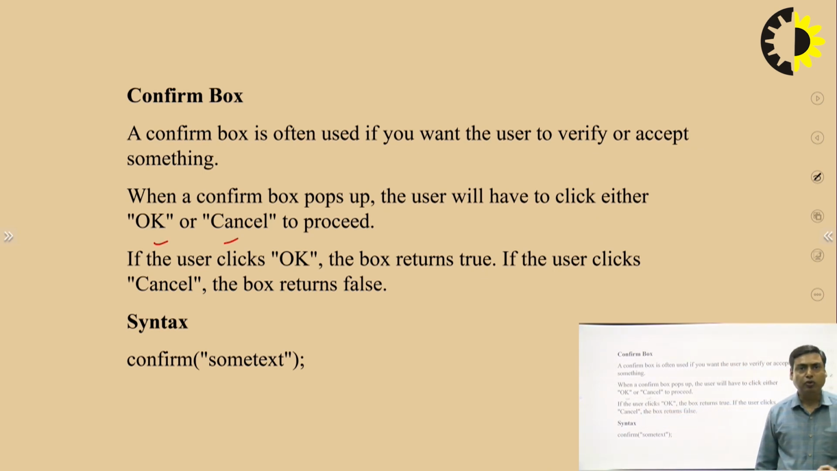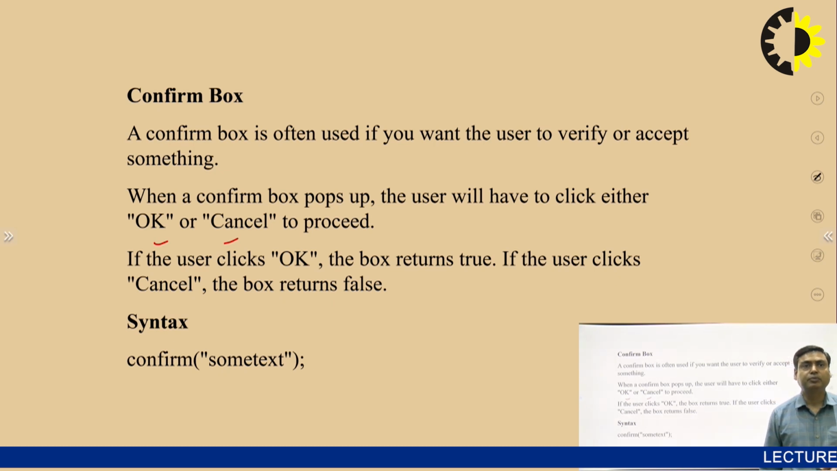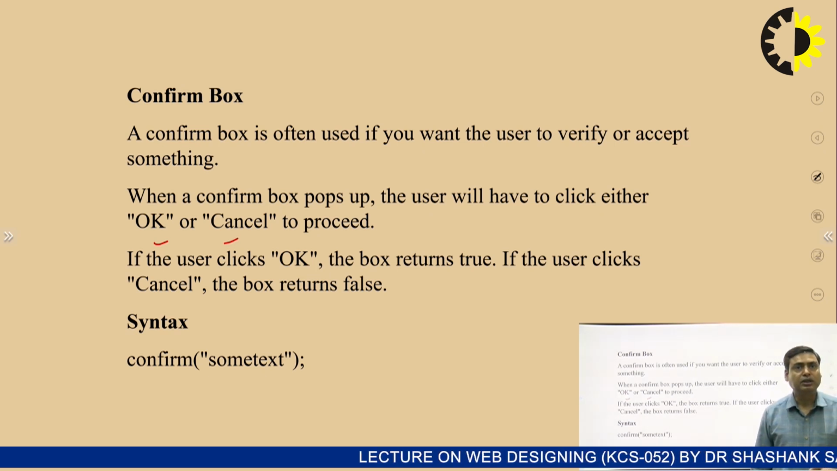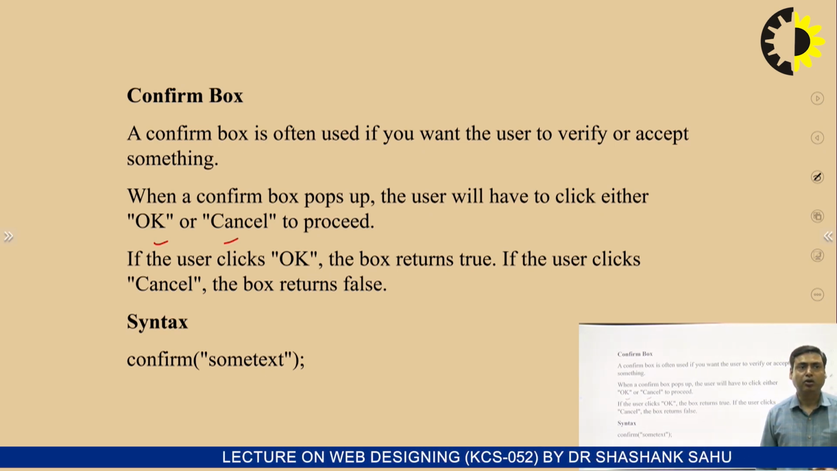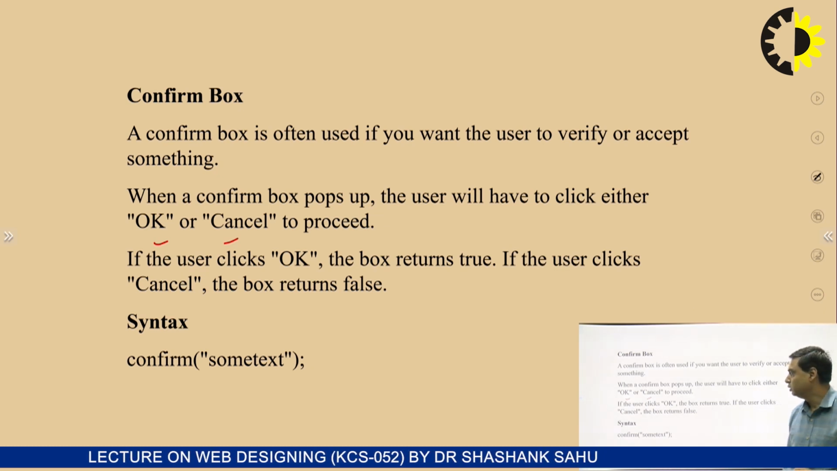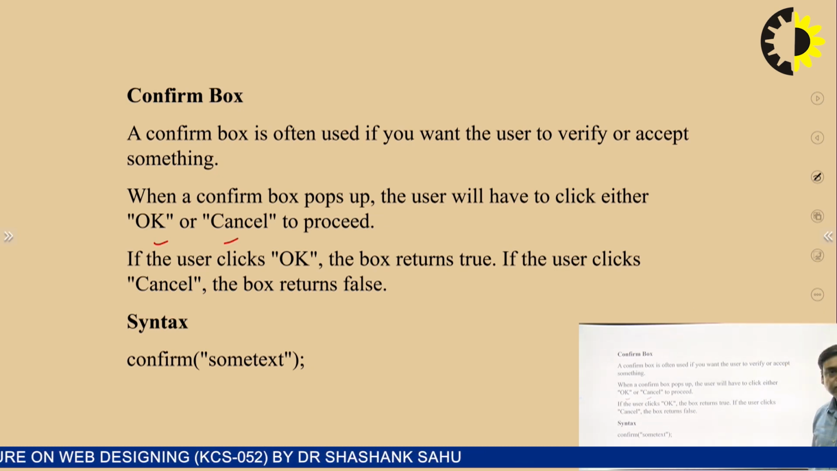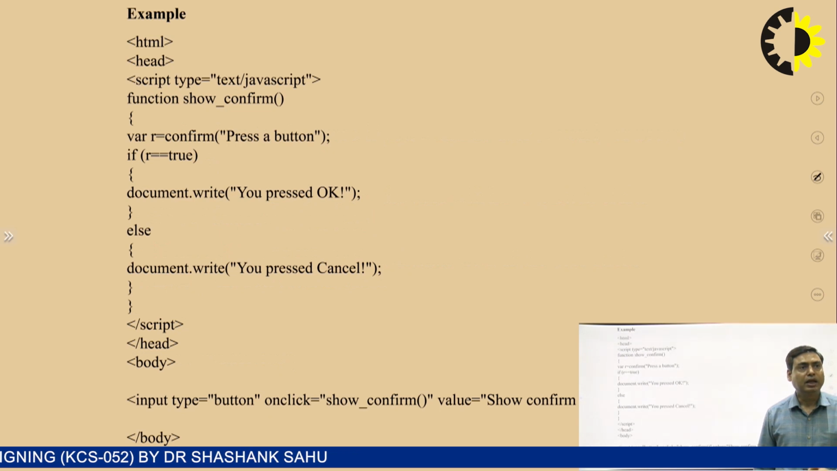If you click on OK, then the information is acceptable to you, and accordingly the program will process. If you cancel it, then the information is not acceptable to you, and accordingly the program will be processed. So the confirm box has two buttons, and this is the program for the confirm box.